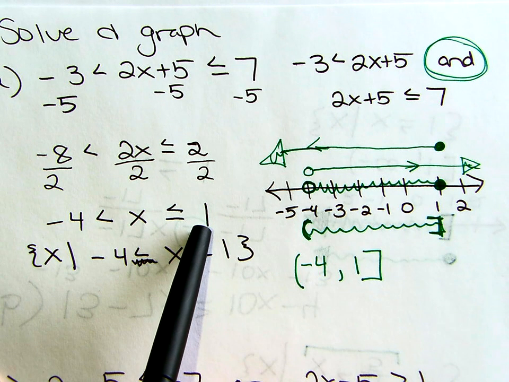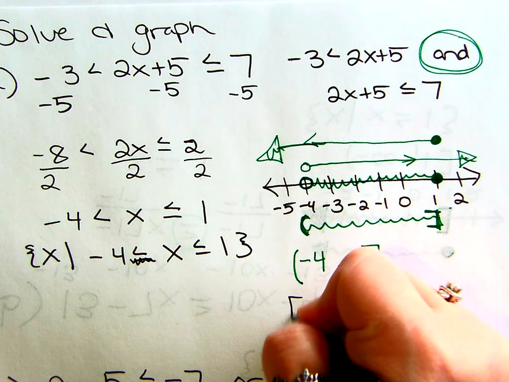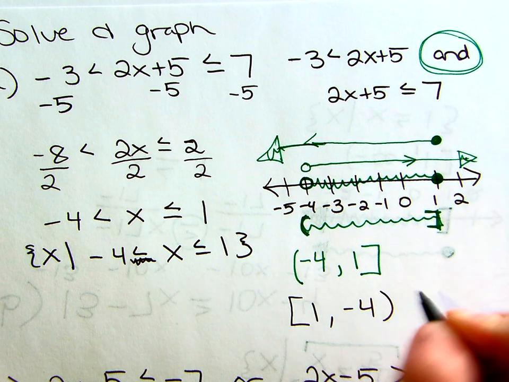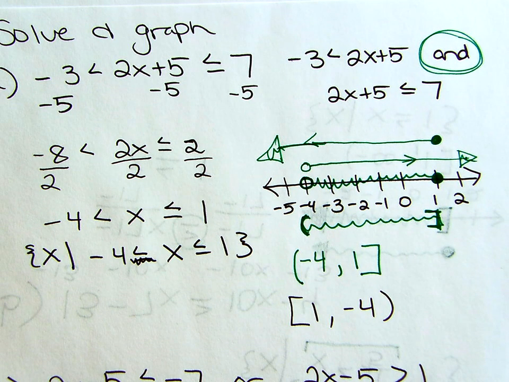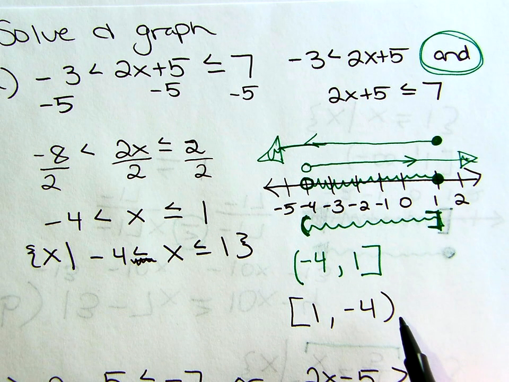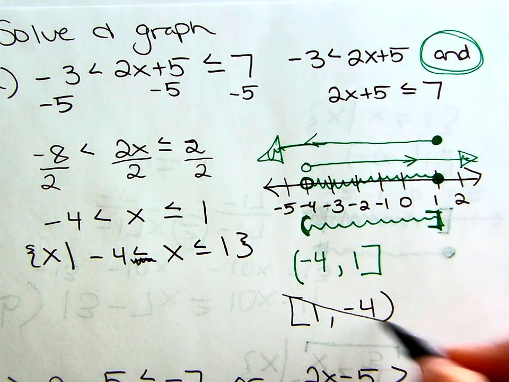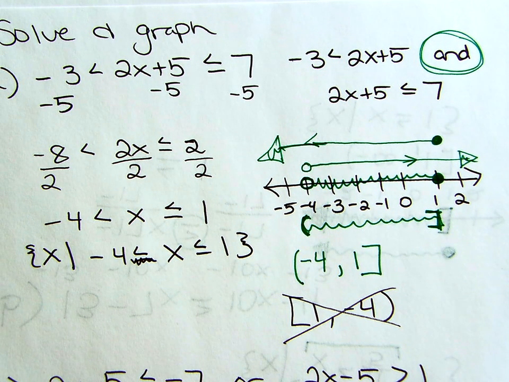A word of caution when it comes to this on your homework. If you type in 1 comma negative 4 like this, even though you have all the right symbols, the fact that you wrote your upper limit on the left and your lower limit on the right will be incorrect. Lower limit on the left. Lower left. So put the smallest value on the left and the largest value on the right. That way you don't get that counted wrong. Questions?